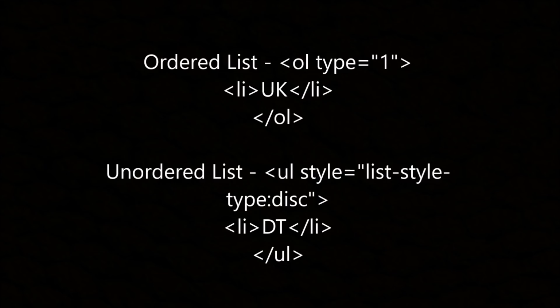Ordered list is OL type equals 1, and then you have your LI to start it, then your middle, and then you end it, and then you close your ordered list fully. So your unordered list is UL style equals list-style-type, and then colon this. You have to specify whether you want discs or whatever. So you have LI, and then you close it, and you close your unordered list fully.